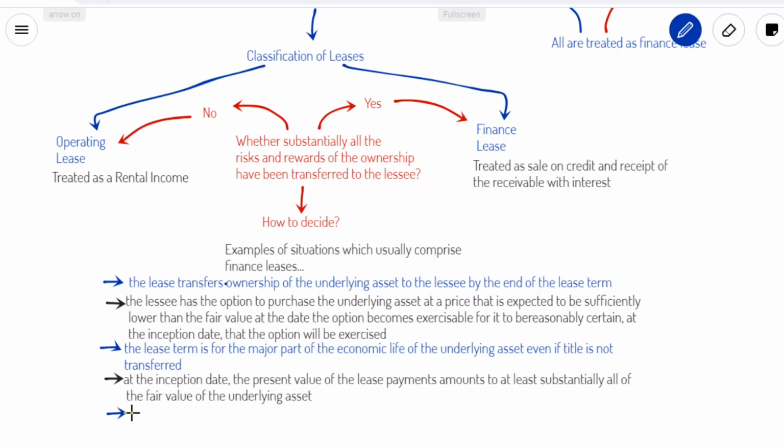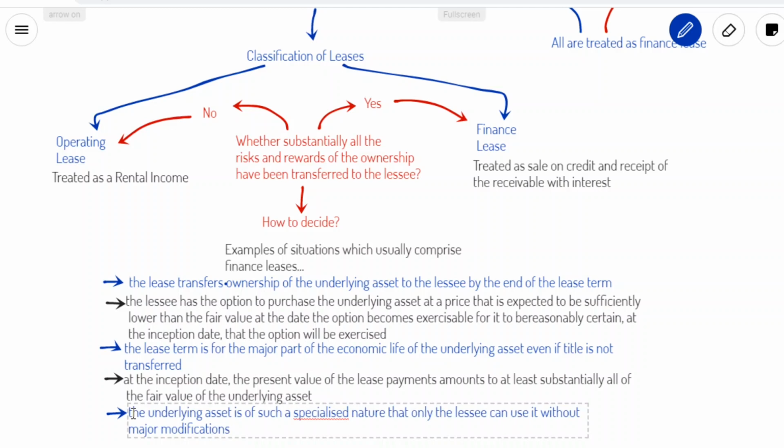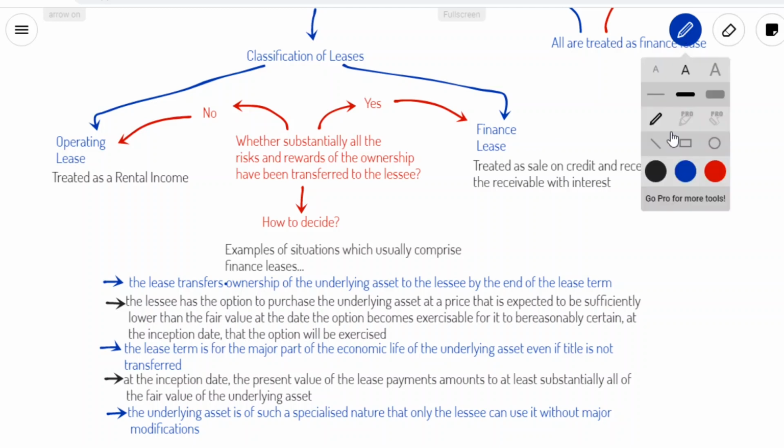And last case is the underlying asset is of such a specialized nature that only the lessee can use it without major modifications. So if the lease asset is such that it has been specifically designed for the lessee, then obviously we are more likely to assume that the lessee will have obtained all the risks and rewards of the asset.